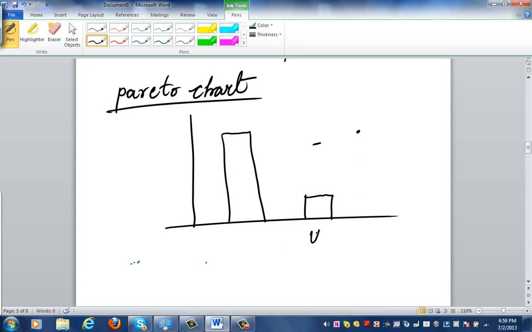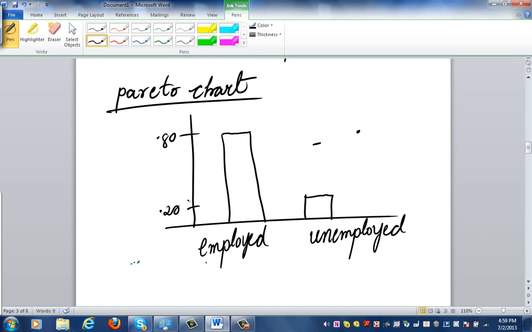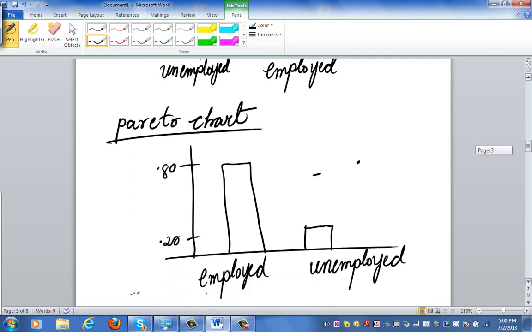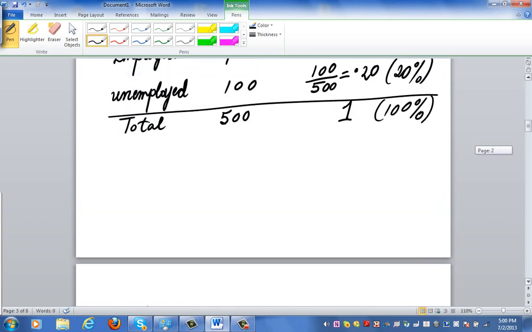So here is the unemployed category. Here is the employed category. So here is my 80%. Here is my 20%. Okay, so a Pareto chart is then basically a bar graph, but the heights are taken in decreasing order. Okay, so that's how we can represent the data using a bar graph.